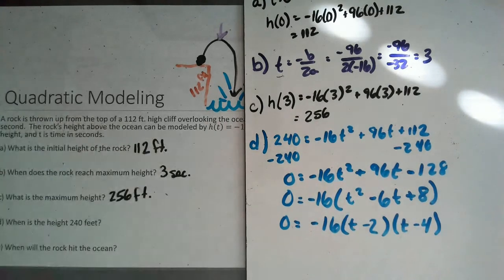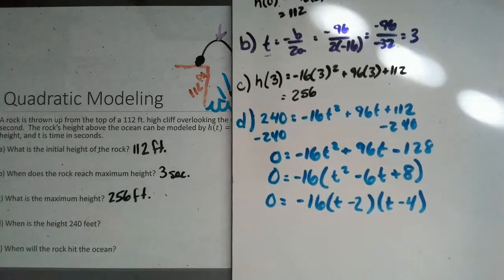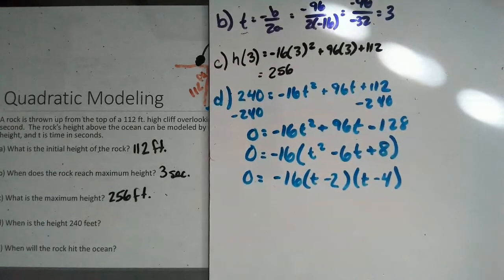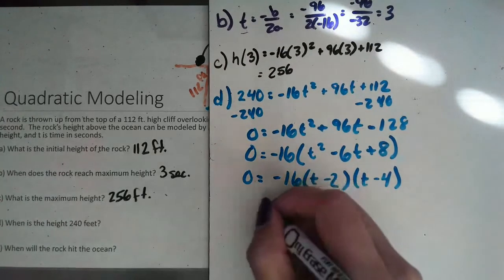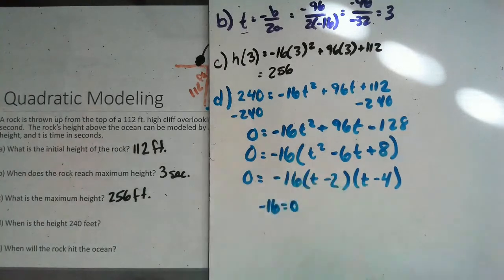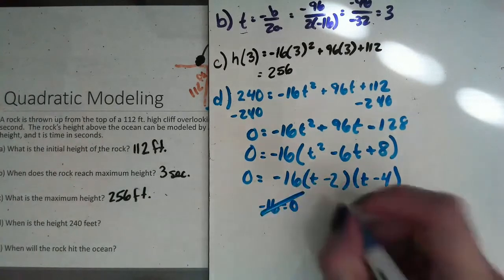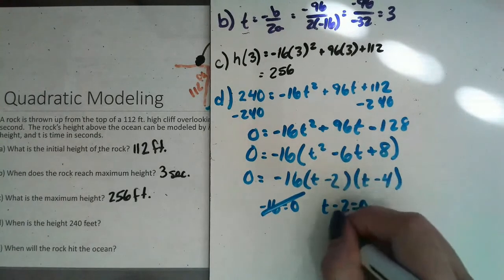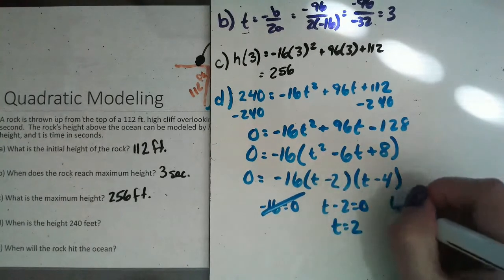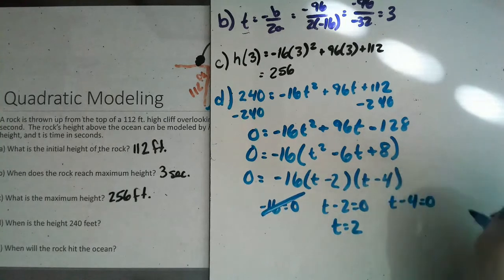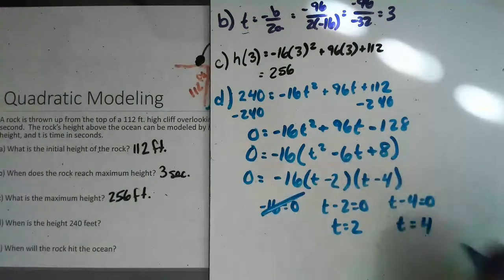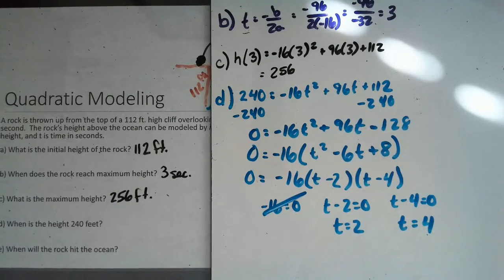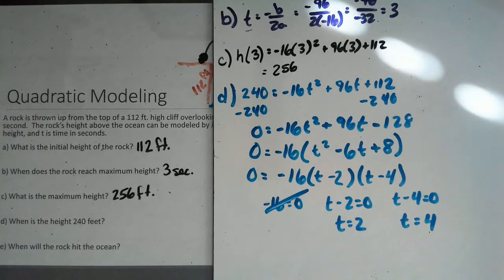Once I have it all factored out, then I can use the zero product principle by setting each part equal to 0. So either negative 16 equals 0, which it doesn't, or t minus 2 equals 0, meaning t equals 2, or t minus 4 equals 0, meaning t equals a positive 4. So it looks like I have two answers here. Is it possible for me to have two answers? Does that even make sense?